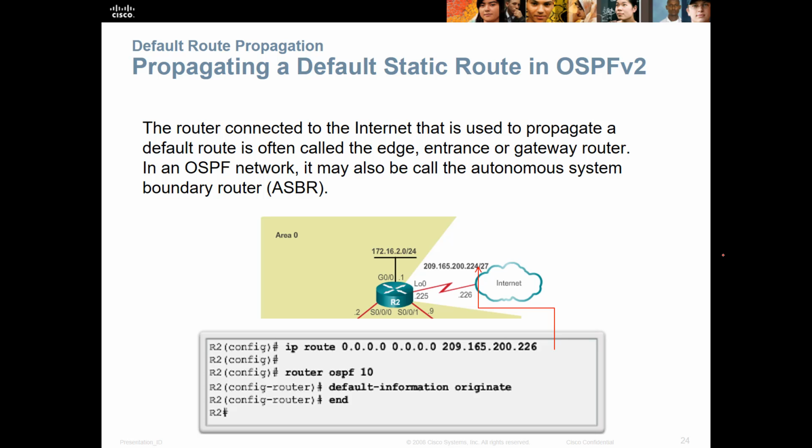How do we propagate a default route in OSPF? If we have a route that we want to propagate, we use default-information originate, and that will propagate our default route. Typically, that's going to be an IP route, any destination, any subnet, sent to the next hop. It doesn't have to be an IP address. It could just be a specific interface.